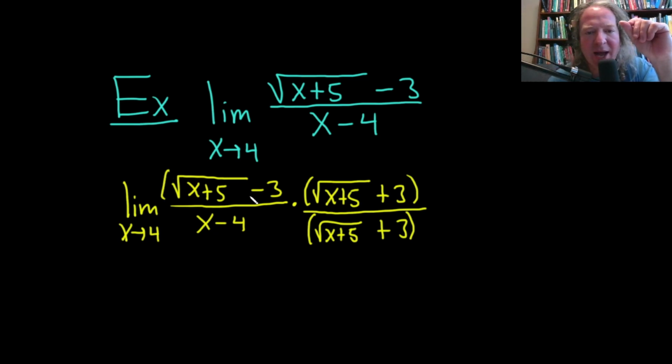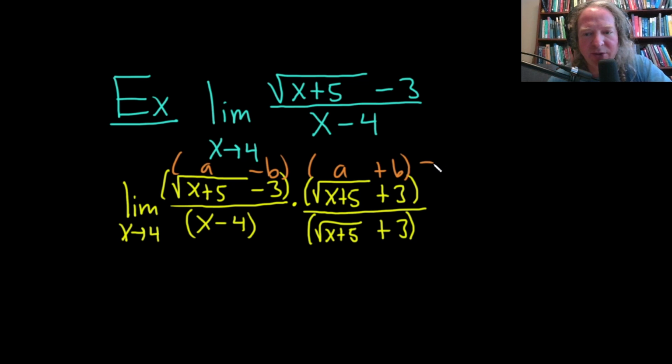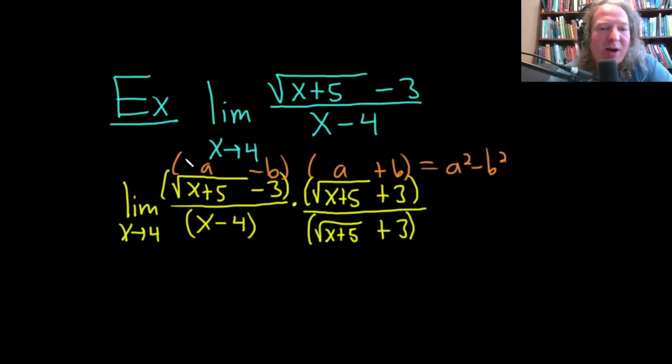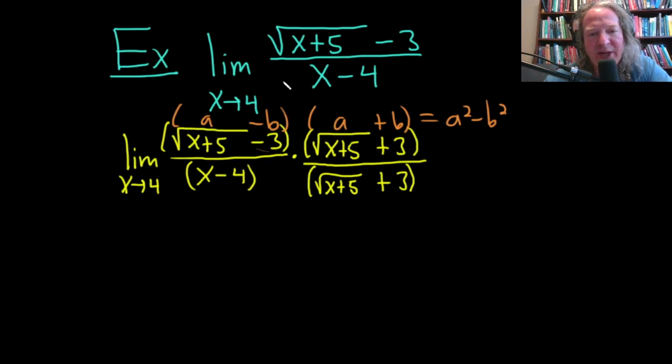All right, and then now we're going to invoke a very, very powerful formula. This is a formula called the difference of squares formula. It says if you have a minus b times a plus b, this is equal to a squared minus b squared. So our a in this problem is the square root of x plus 5, and our b is 3.